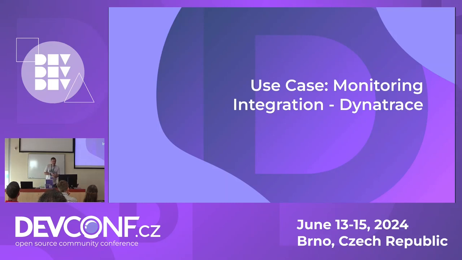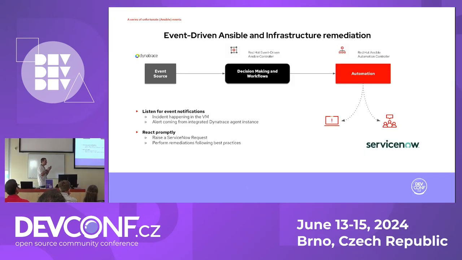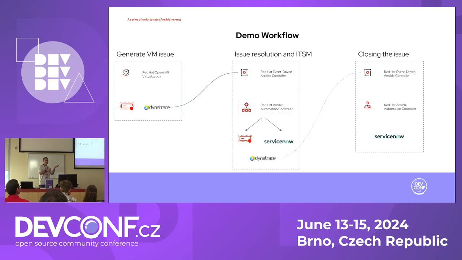And very fast, and sorry for the first part that was a bit slow, it's the last part, the integration with Dynatrace. This will be very similar to the disk one, but it will be based on the CPU usage. So what I will do is generating fake activity on the system, on the same VM. And we will have the same kind of integration. So something will happen. Dynatrace will raise a problem. The problem will be fetched, will be the event that is triggering the automation. And again, I'm creating a ticket, and I'm resolving the issue.